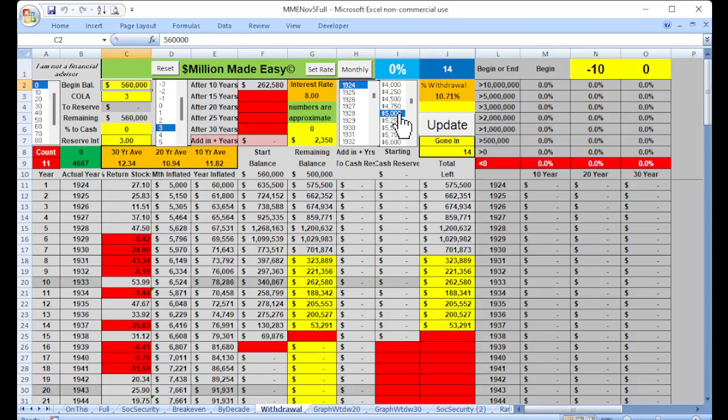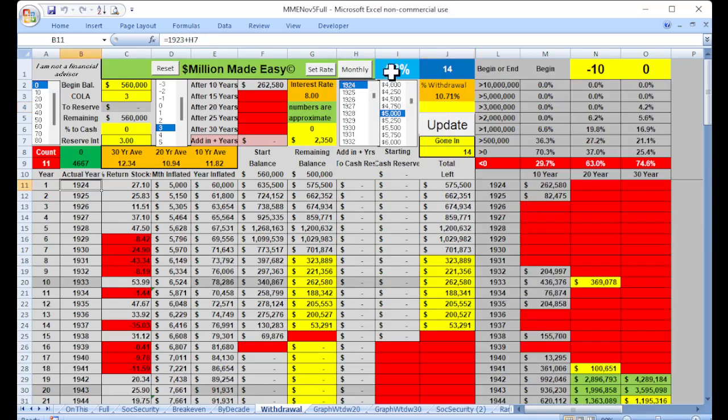Now, at this point, if we haven't considered Social Security, that's a 10.71% withdrawal rate, which is way above the 4% rule. In fact, let me show you how many times in the last 100 years, if you had these kinds of numbers without taking into account Social Security, you would have run out of money using the returns for the last 100 years. 63% of the time you'd run out of money.